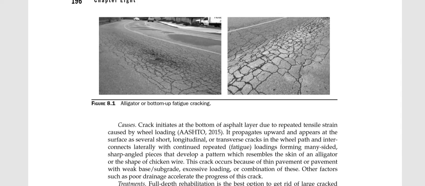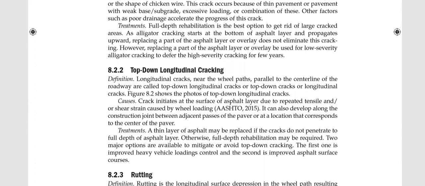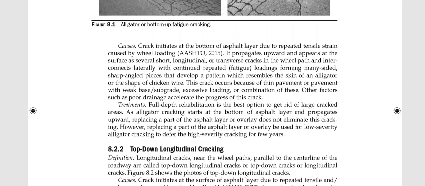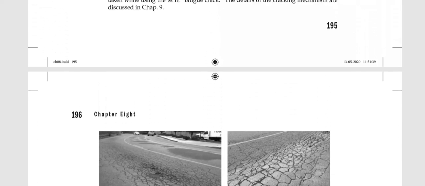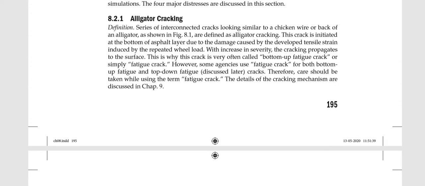Okay, our next crack is the top down longitudinal crack. Before going to this crack, if I go back to alligator, this alligator crack we sometimes call bottom up fatigue crack. Why bottom up? Because it starts at the bottom and comes up. Why fatigue? Because it occurs due to the repeated traffic load. So sometimes we call it bottom up fatigue crack or simply fatigue crack. If somebody says fatigue crack or bottom up fatigue crack or alligator crack, all are the same thing.